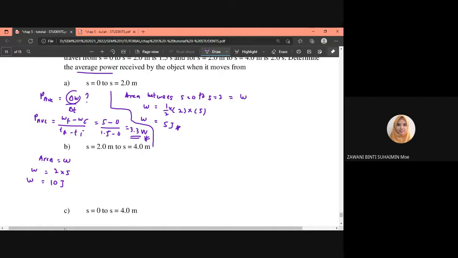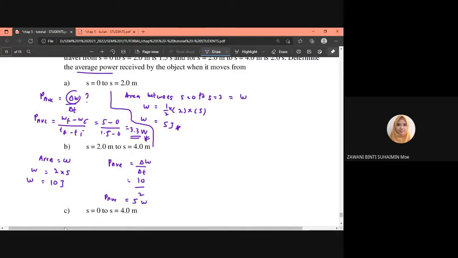Bila dah dapat work, kita bolehlah kira P average is equal to the change of work bahagi dengan the change of time. Kalau you nak masukkan terus work ni pun boleh, tak payah kira initial ke apa ke pun boleh. Bahagi dengan time. Time kita tadi between 2 dengan 4 kita ada 2 second, bersamaan dengan 5 watt. So itu adalah P average.